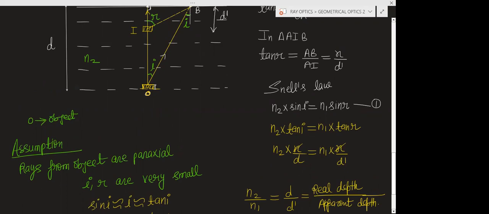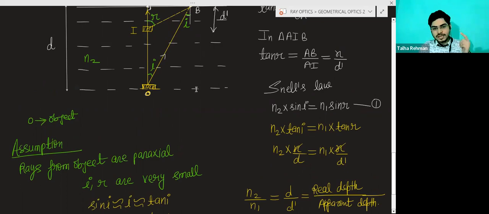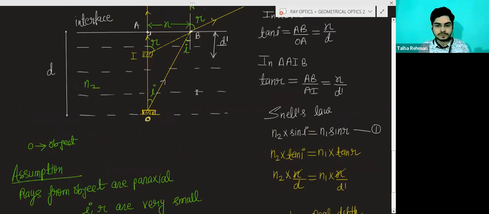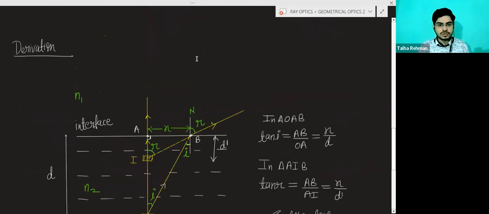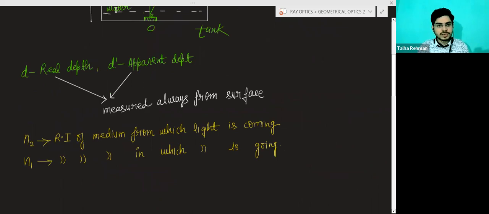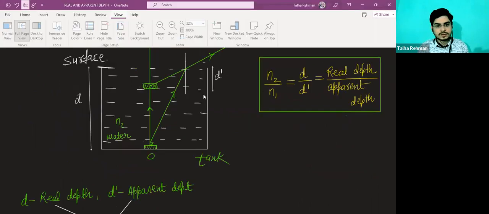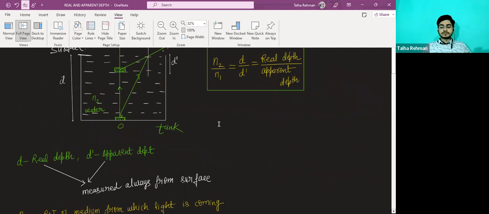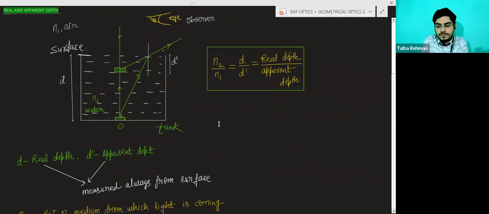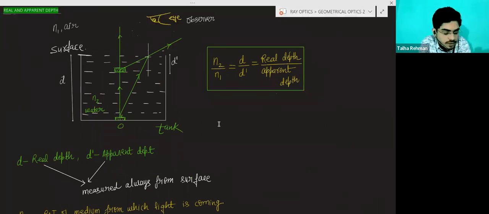Paraxial means these rays are very close. So this angle I will be very small. Accordingly, this angle R will be very small. Okay, so first you can write down this very important concept. We will solve the question also on this after this.